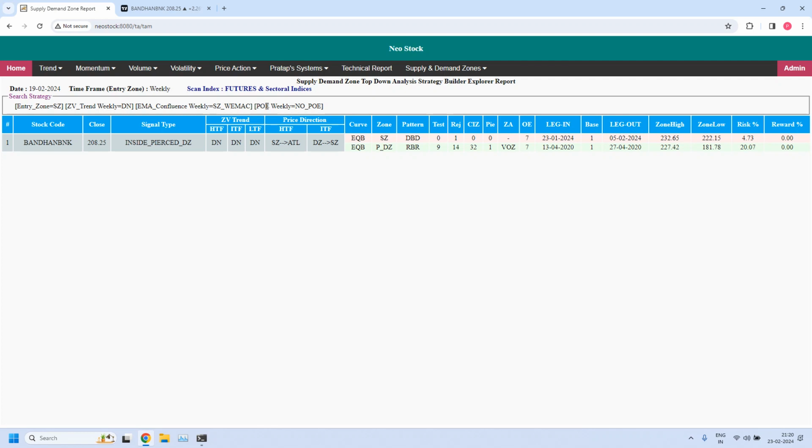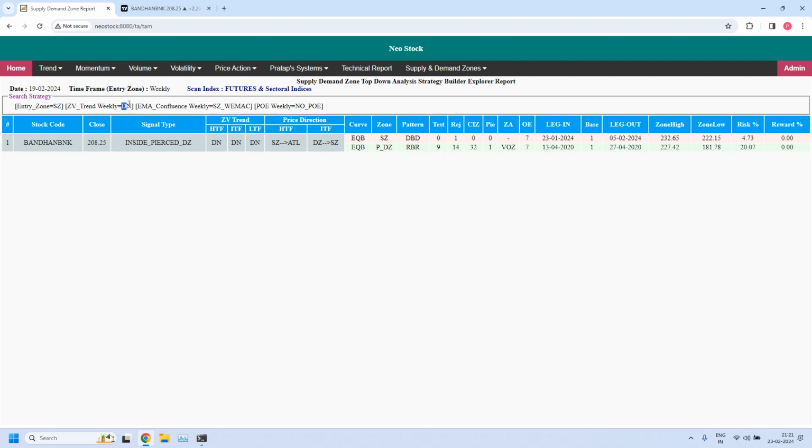See how cleverly I build a new strategy here. I don't want price overextension. Either it should be completed, or it is about to complete, or it is just completed. That is what no POE means. Then also the zone should have an EMA confluence. Why am I looking for the zone EMA confluence? Because with no price overextension and zone confluence, most probably the price will be within that supply zone. That possibility will be there.